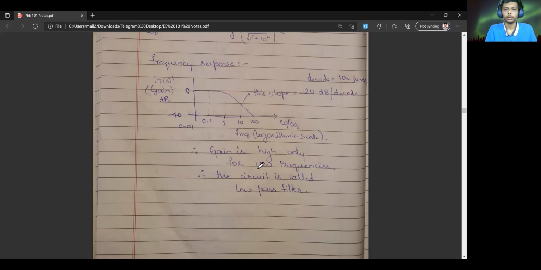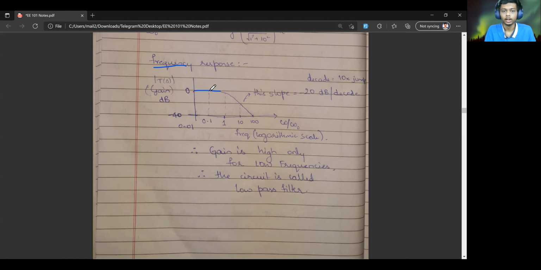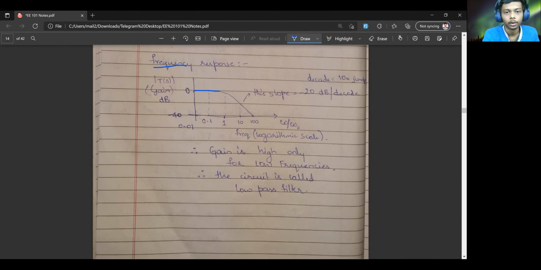So now we can draw a response curve. This is called the frequency response curve, where we vary the frequency of the input signal and see how the gain of the circuit varies. Here what we see is that for low frequencies we have zero gain. By zero gain I mean Vi will be equal to Vo, so there's no attenuation of the signal.